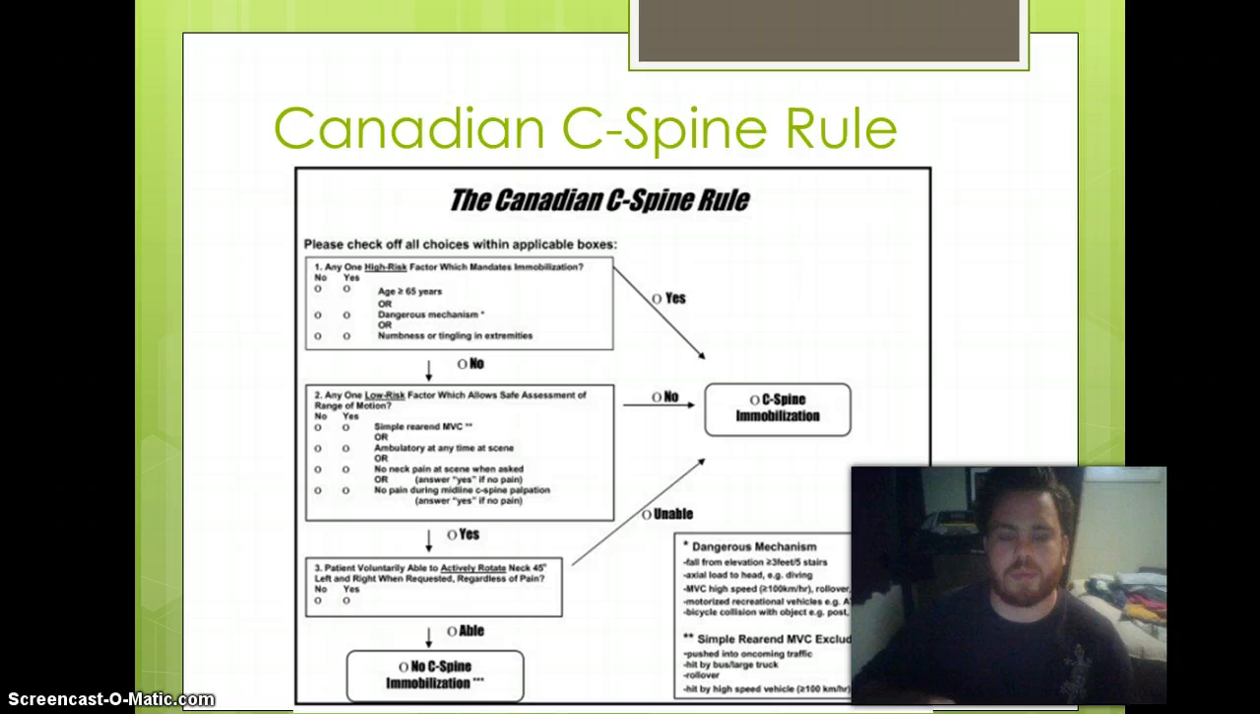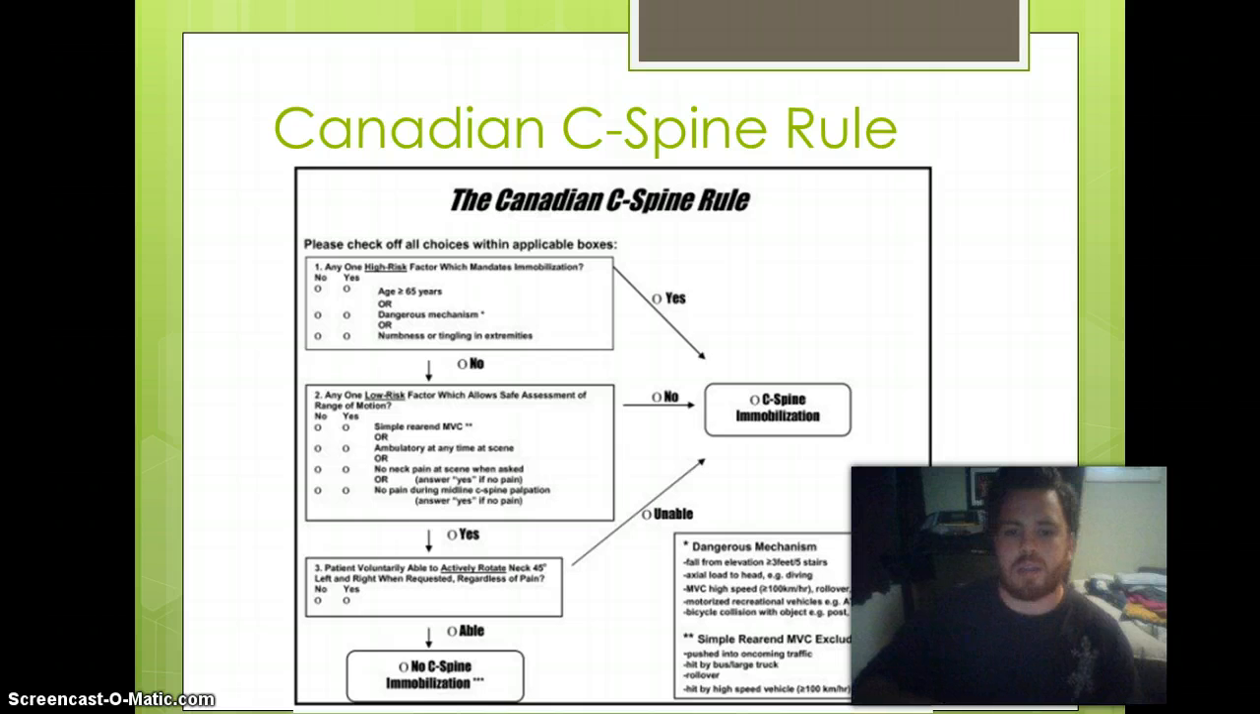Okay, the big point of my presentation and the big thing that I want to focus it around is this newish development of the Canadian C-spine rule. So this is a rule or an algorithm for going through whether or not paramedics should be putting patients on spine boards. So that means going through a large, complicated immobilization procedure in order to try to avoid further injury.